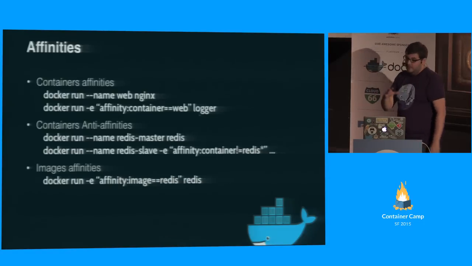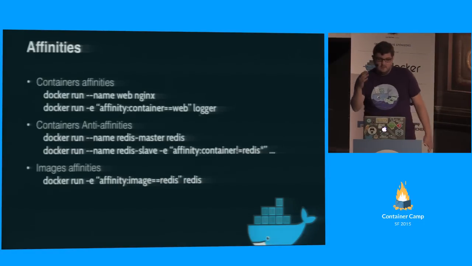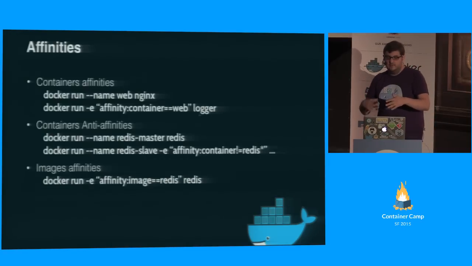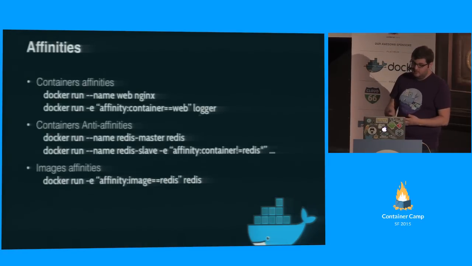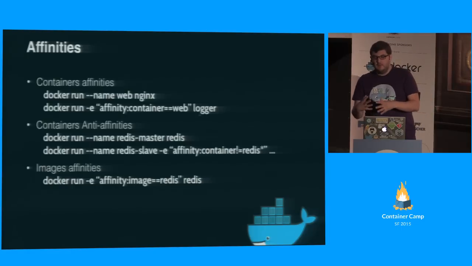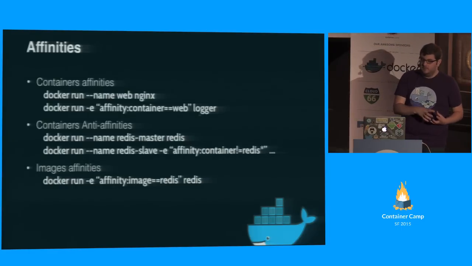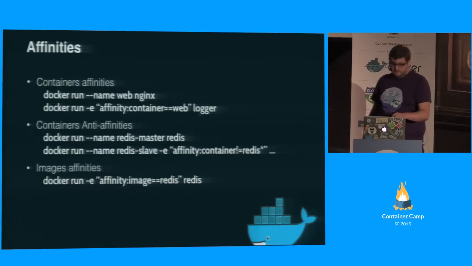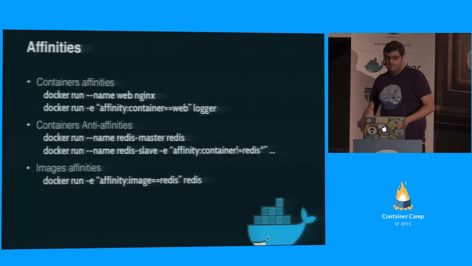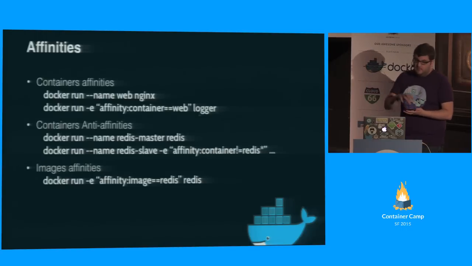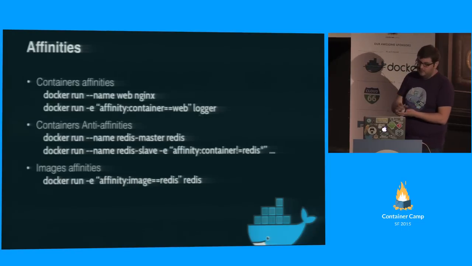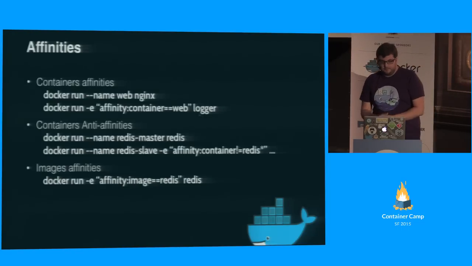And kind of similar, we have affinities. So let's go through the example here. First, you have the containers affinity. So here I will start a web container, an Nginx container. I name it web. And then, for example, if I want to start my logger container, I want my logger container to be next to my web container. So I can do that with the containers affinity. It looks like constraints. It's affinity colon, container equal web. And Swarm will find the host with the web container and put your logger container next to it.